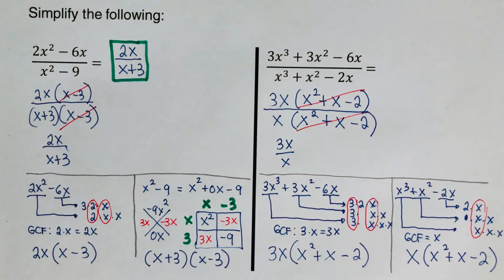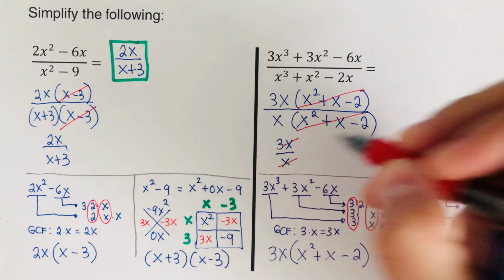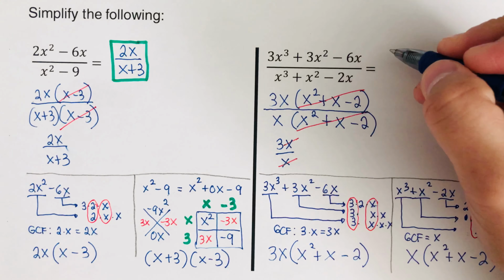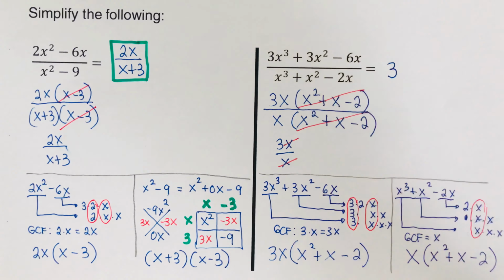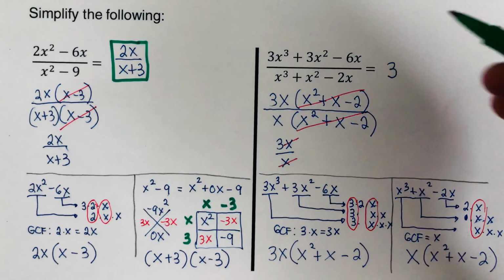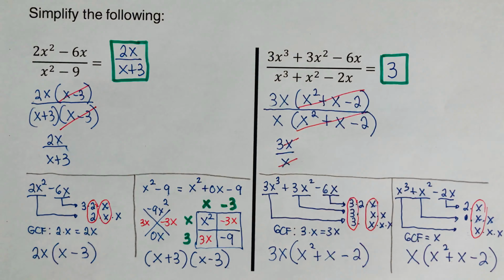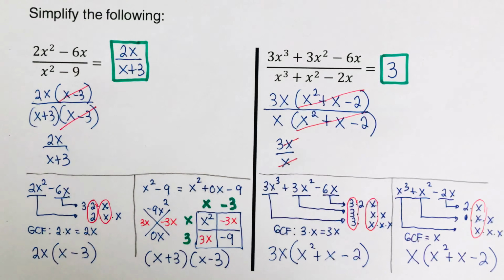So then we can cross out some more. The x and x will get crossed out. So the final answer here is going to be 3. So then we can go ahead and write 3 over there. And this is the simplified version of this rational expression. Did you get the same answer as this?